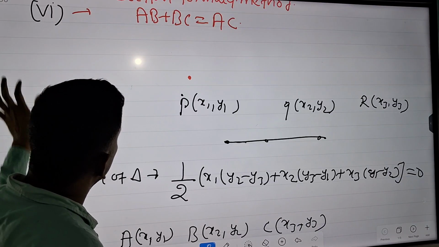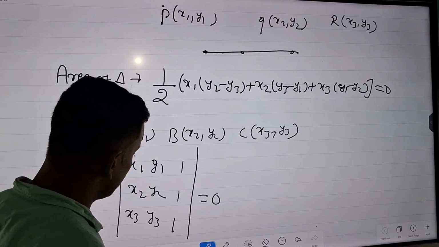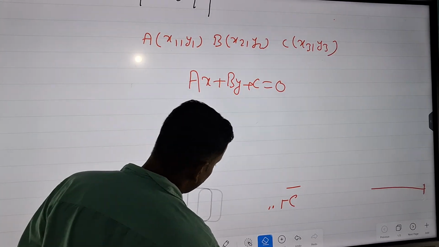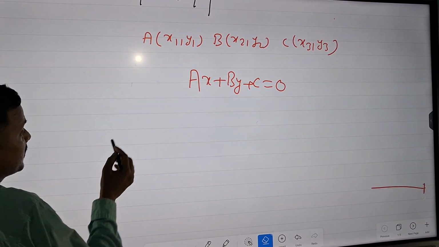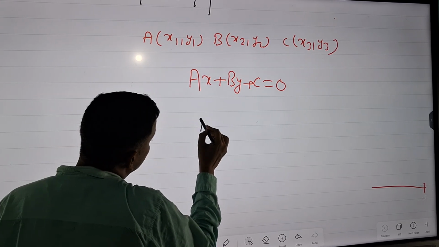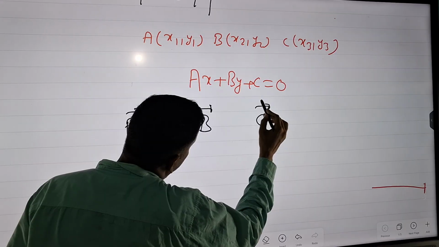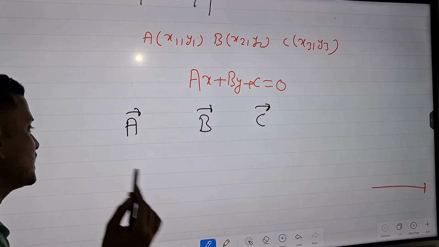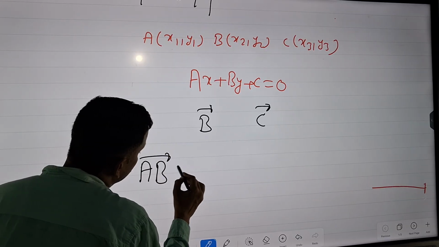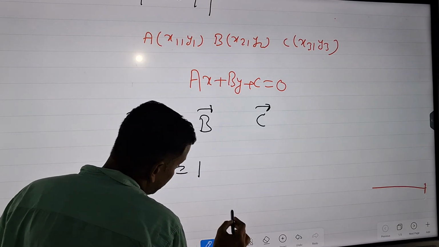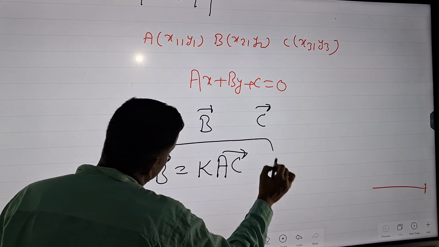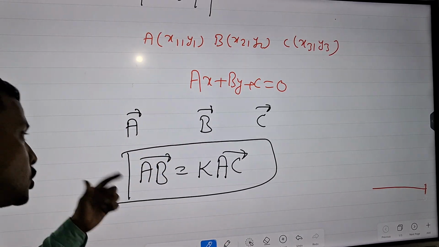Next concept is the vector form. What is vector form? Vector form means if you have 3 points in vector form, that is vector A, vector B and vector C, how will you say that these 3 points are collinear? If vector AB equals K into vector AC, that means these 3 points will be collinear.